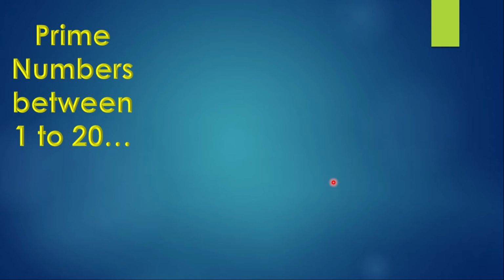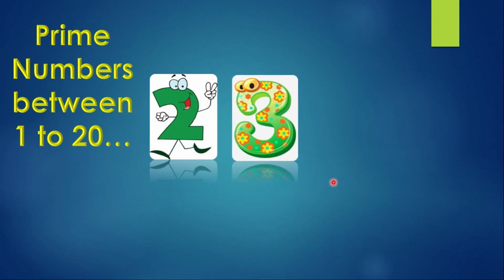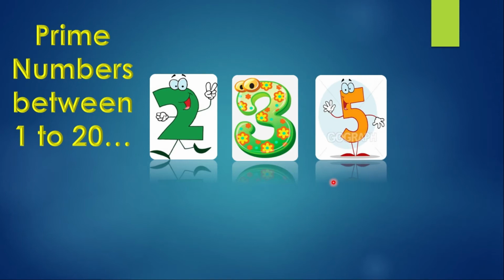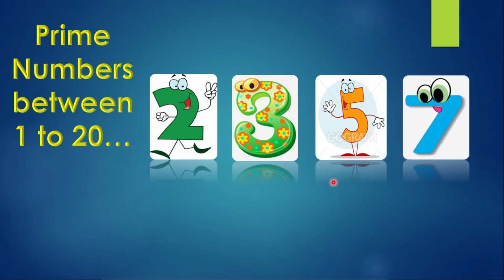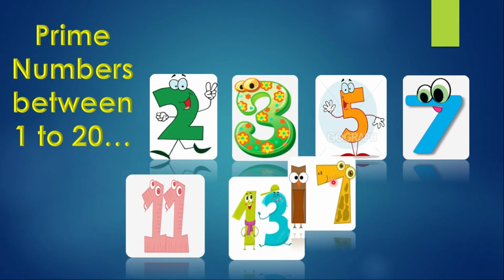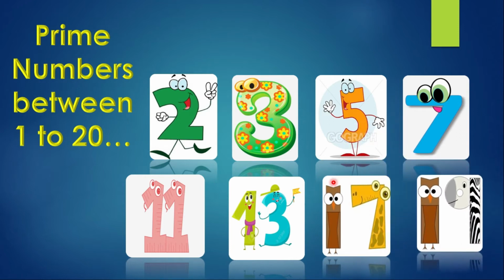Now let us see some prime numbers between 1 to 20. The number 2 has only two factors, 1 and 2, so this is a prime number. Number 3 also has only two factors, 1 and 3, so it is also a prime number. The number 5 also has two factors, 1 and 5. Then number 7, 11, 13, 17 and 19. So between 1 to 20 there are a total of 8 prime numbers: 2, 3, 5, 7, 11, 13, 17 and 19.